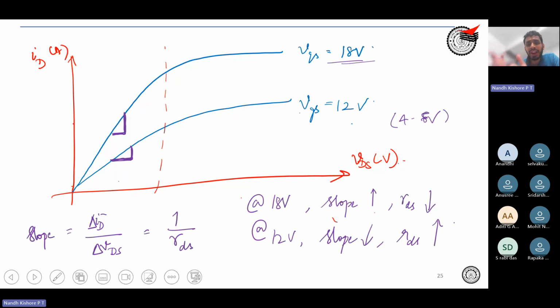Because as you go to higher and higher gate source voltage, the slope is higher. Therefore, the RDS is lesser. So conduction loss would be lesser. Okay.